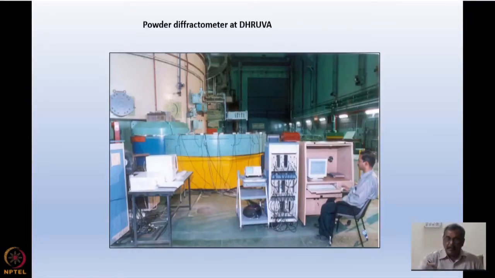So this is the detector bank. You can see it from the back side of the detector bank. The monochromator drum is here, at the center of which there is a monochromatizing crystal. The sample position we can't see, it is somewhere over here below, and then you have the detector bank, and this is the counting electronics as well as the data collection software. So this is Dhruva.